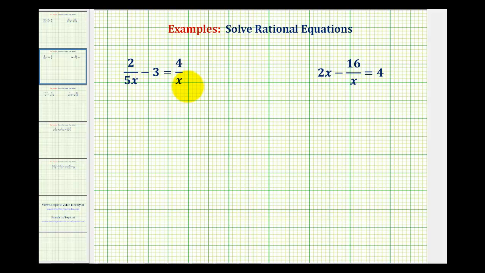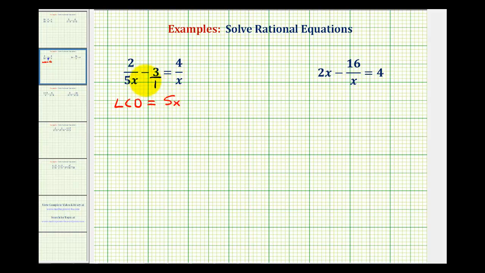We want to solve the given rational equations. The main goal when solving a rational equation is to determine what to multiply both sides of the equation by to eliminate the fractions. So if we look at our first example, we have a denominator of 5x, a denominator of 1, and a denominator of x. So what we're looking for is the least common denominator or least common multiple of 5x, 1, and x, which in this case would be 5x.